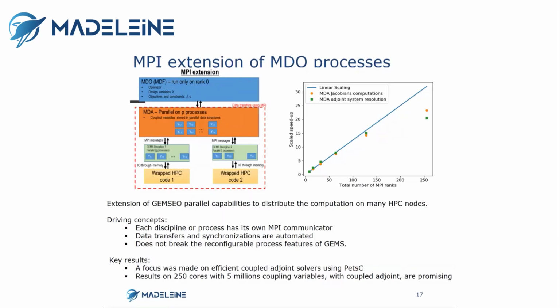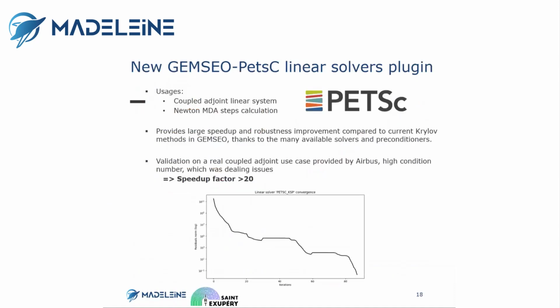We've obtained promising results on up to 250 cores and 5 million coupling variables with coupled adjoint calculations. One key aspect of the coupled adjoint is also the numerical efficiency of the linear solver. It's true for the coupled adjoint and also for the Newton step in the coupling calculation when we use the quasi-Newton algorithm.